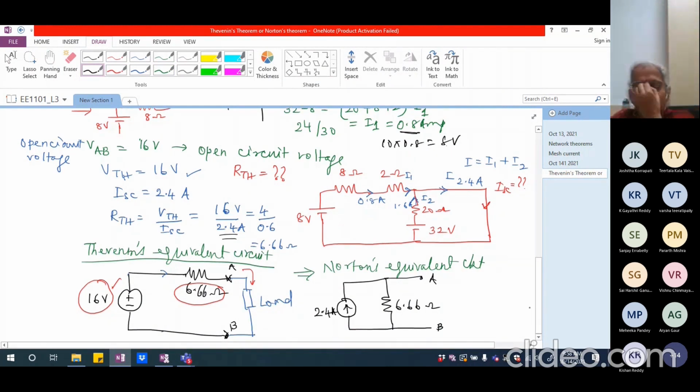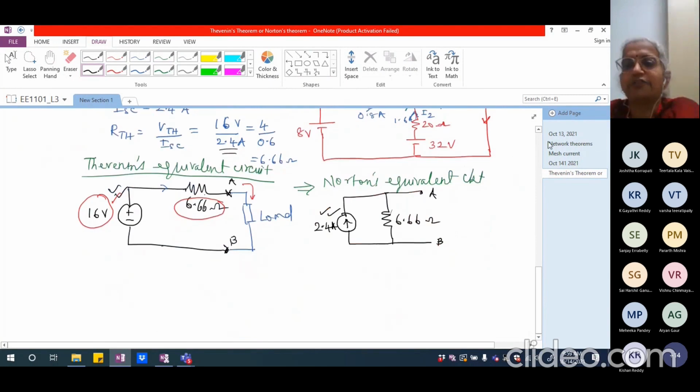So the Thevenin's and Norton's equivalent circuits are two sides of the same coin. In one case, you are representing it by a voltage source, and in the other case, by a current source. And in one case, you are representing the resistance in series form. In the other case, you are representing it in the parallel form. That's all is the difference.